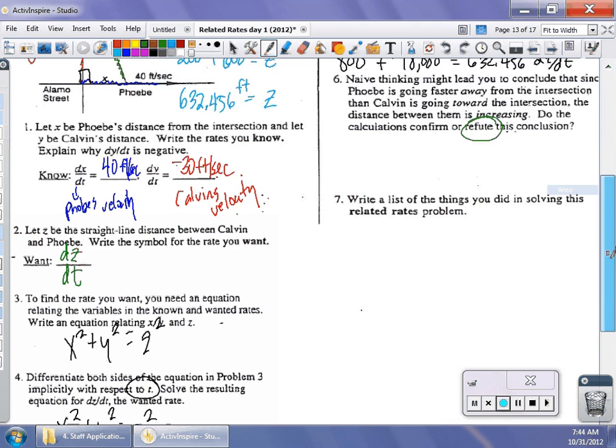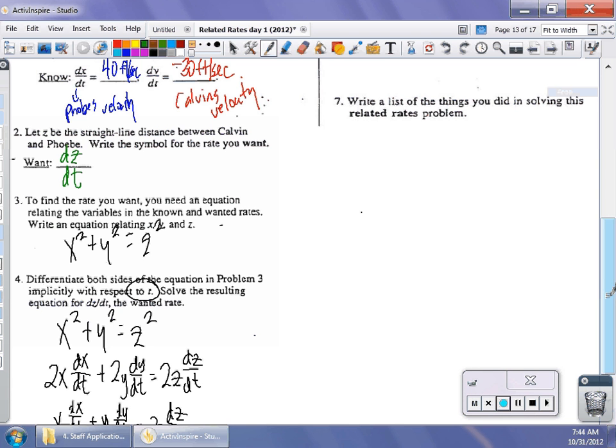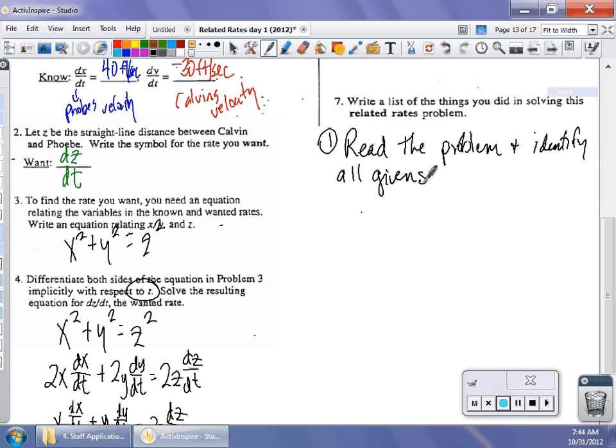All right, so let's go back and review what we've done here. And these are the steps to solve most every related rate problem. These are general guidelines. Number 1, read the problem and identify all givens. Number 2, write an equation that relates your variables.